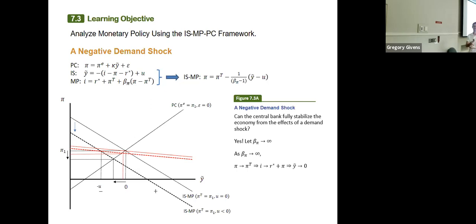So the point here is that in response to a demand shock, the central bank in the New Keynesian model can actually fully stabilize the economy, as long as it aggressively tries to counteract the inflation gap, that is, with a number for beta pi that is really big. The Taylor rule implies that beta pi is 1.5.